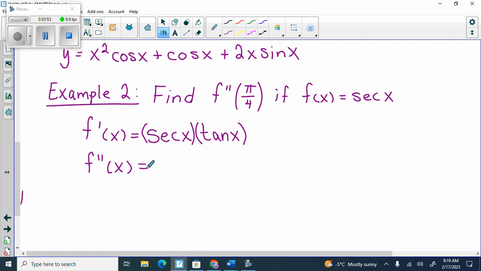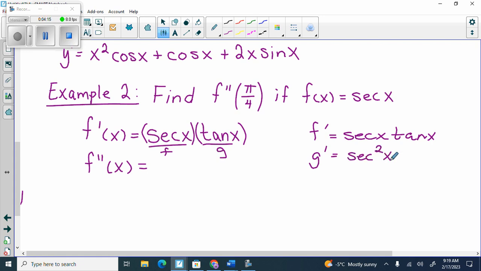So they will use values that are from your unit circle in the sections that have no calculator, right? So you still need to know your unit circle. It's not going to go away. So we do f, g, bias please. F prime is secant x tan x, and then g prime is secant squared x. So we get g, which is tan x, times f prime, which is secant x tan x, plus f times g prime, secant x times secant squared x.